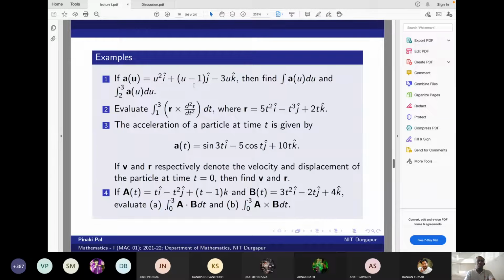Now some simple examples. Suppose A(u) is equal to the given vector function u squared i plus (u minus 1) j plus minus 3u k.